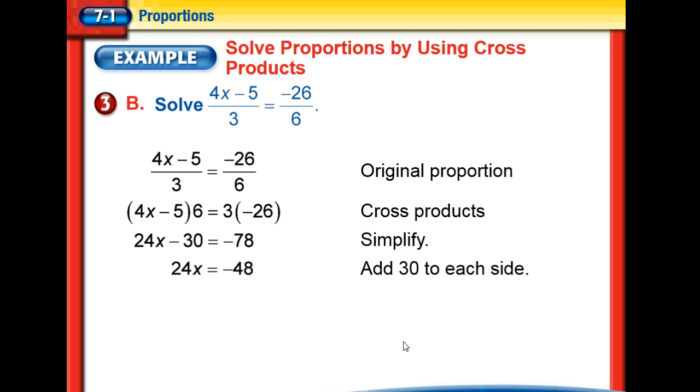Add 30 to each side, we get 24x equals negative 48. Divide each side by 24, and you find that x is negative 2.